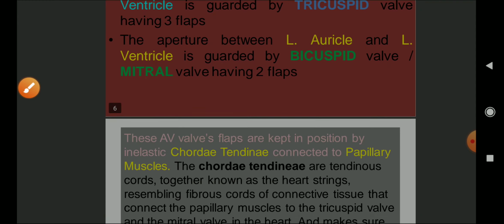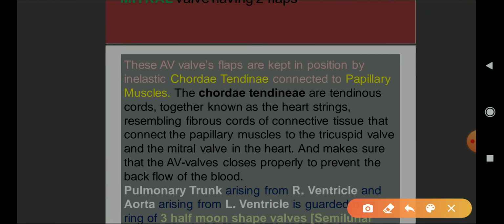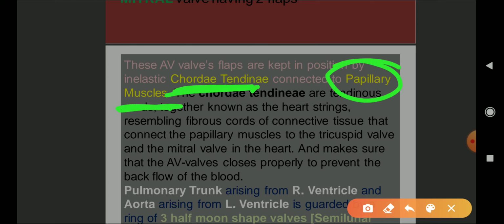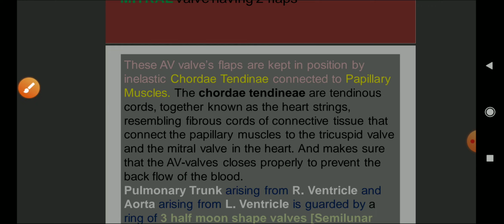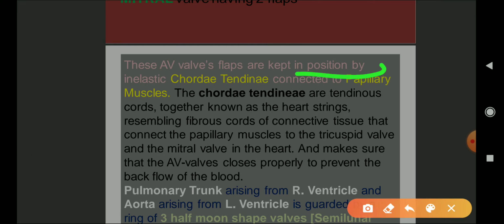So let us move on to the next slide. Here, see chordae tendineae. So this is the chordae tendineae. It is connected to what? Papillary muscles, and their functions are given here. Okay, let me read. These AV valve flaps are kept in position. That is the function of chordae tendineae, to keep the flaps in position.